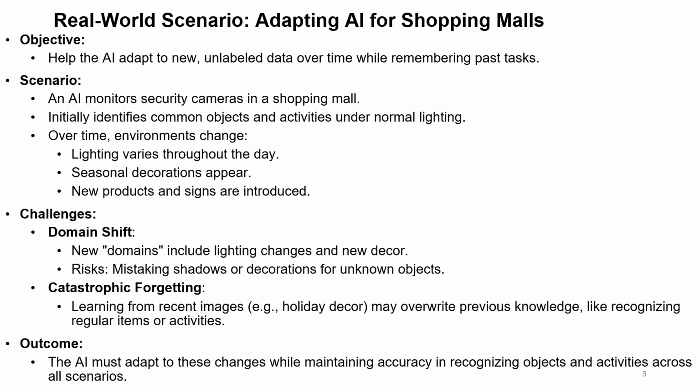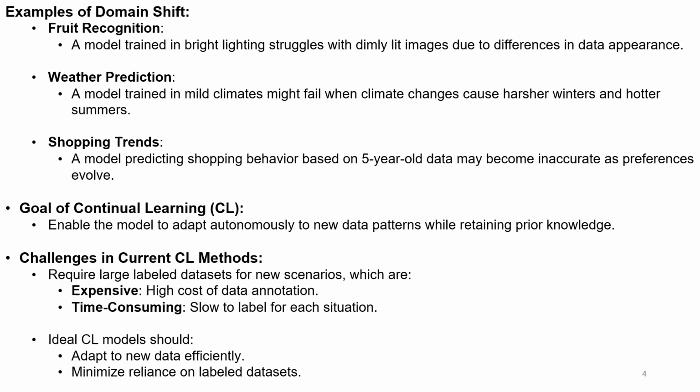The challenge is that the new domain includes lighting changes and new decorations. So the risk is mistaking a shadow or decoration for an unknown object, so the model might misclassify. Learning from recent images, that is holiday decor, may override our previous knowledge, like recognizing regular items or activities. So our AI must adapt to these changes while maintaining accuracy in recognizing objects and activities across all scenarios.